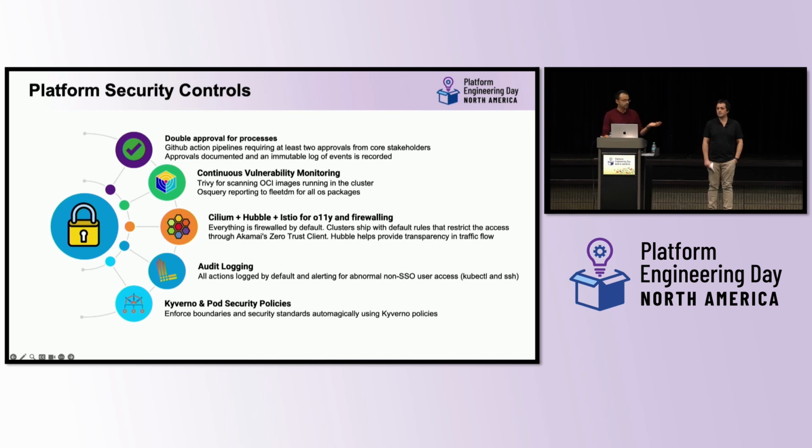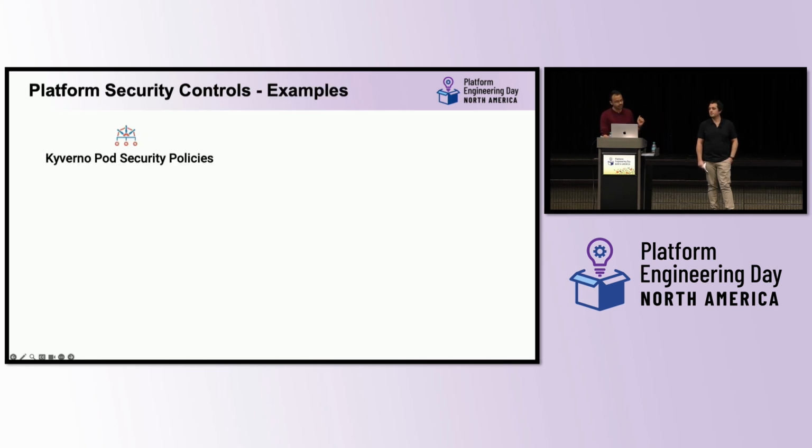We use RKE2, and RKE2 has an easy way to enforce CIS policies. We use Kyverno on top of it to further fine-tune those policies. Now we are going to dig into that a little bit deeper.